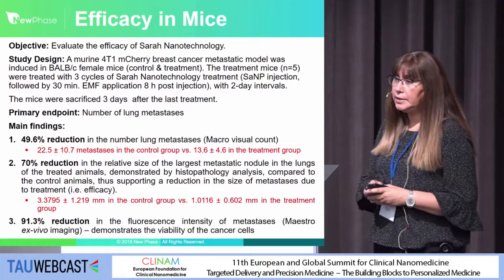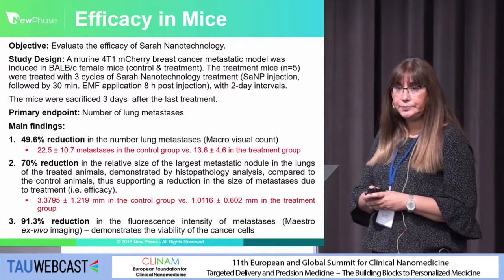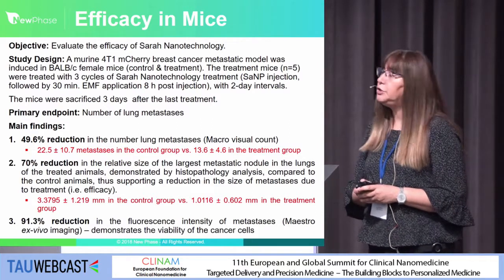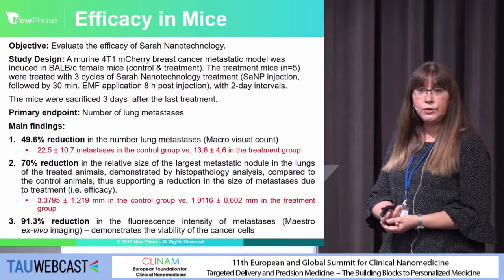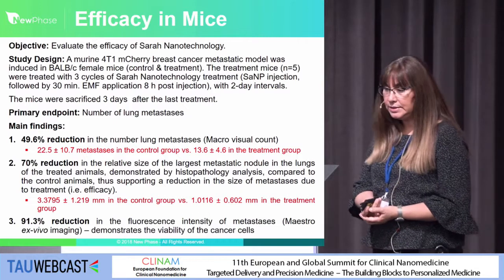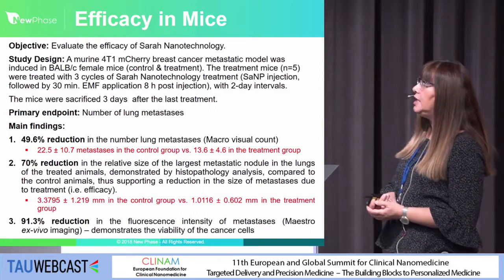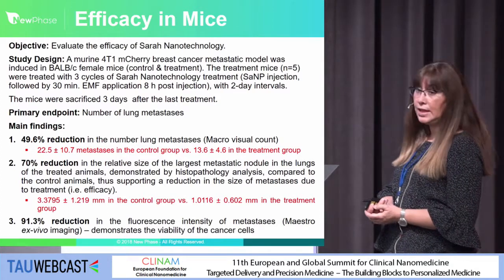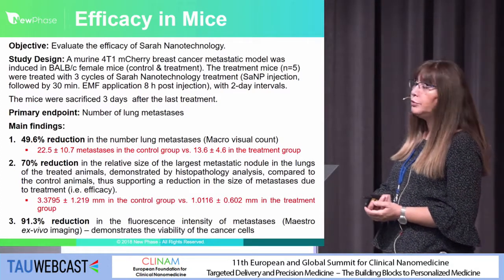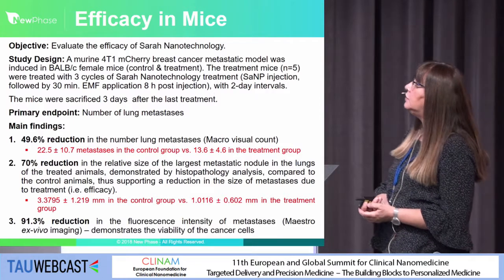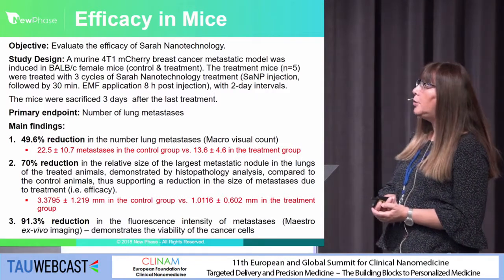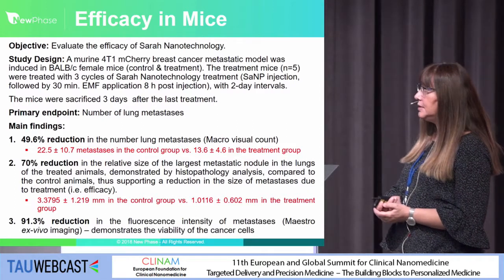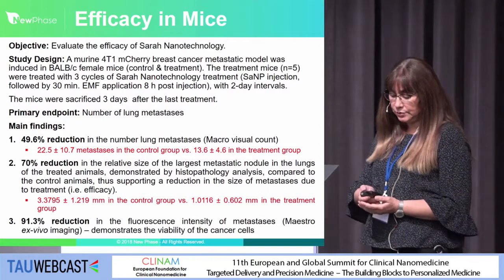We expressed an mCherry fluorescent protein in the cancer cells, and the main findings of the study showed almost a 50% reduction in the number of lung metastases, a 70% reduction in the relative size of the largest metastatic nodule in the lungs. This was done by morphometric analysis by histopathology evaluation, and more than 90% reduction in the fluorescent intensity of the metastases, as done by the ex vivo imaging.